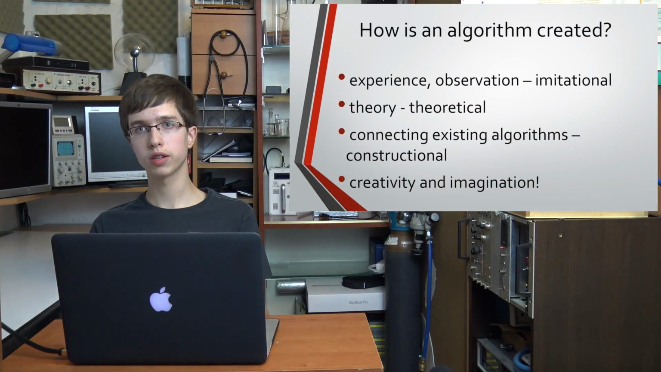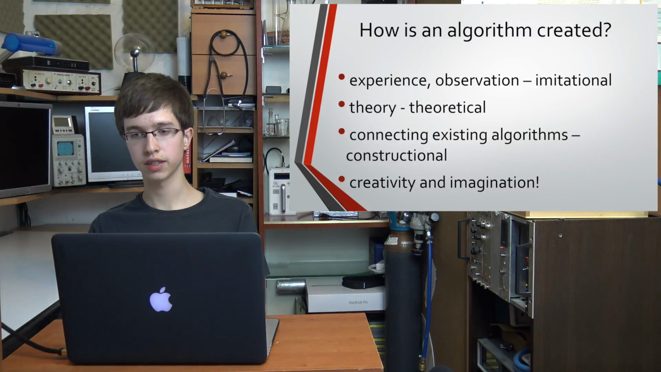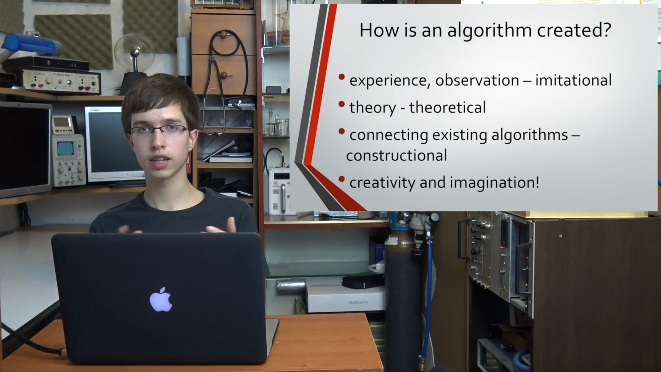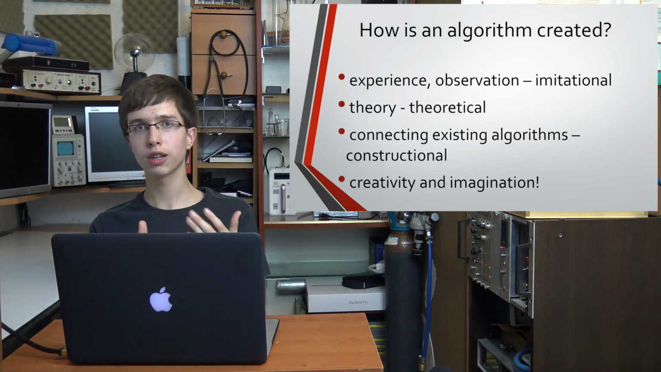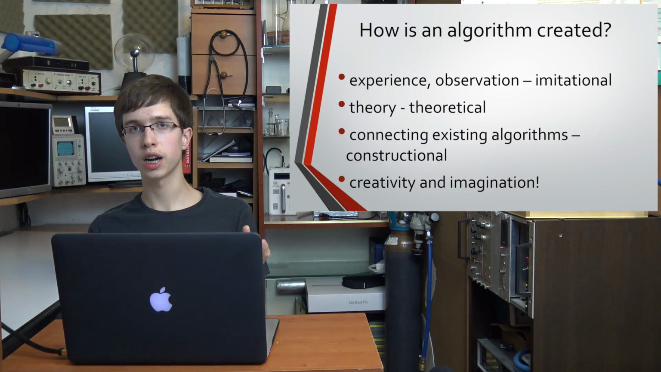How is an algorithm created? There are many ways how an algorithm can be created. First way is by experience and observation, and these are called imitational algorithms, and are mostly used in physics and other natural sciences, so as to describe some acting, behavior of some natural phenomena and relations between some physical quantities. So we have lots of formulas in physics which are actually algorithms which imitate nature around us.